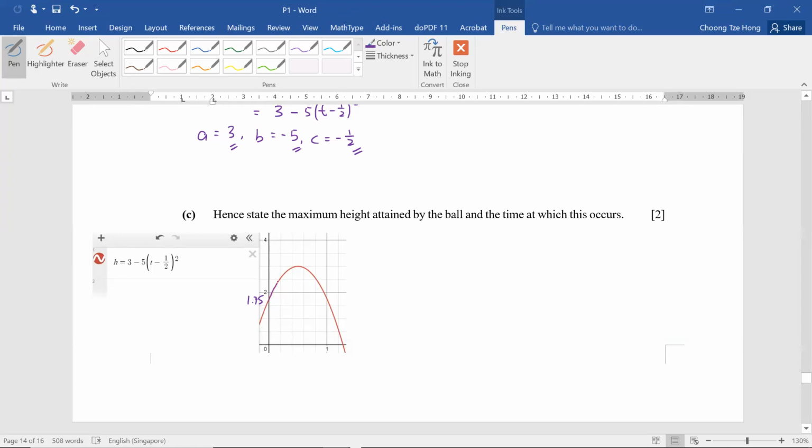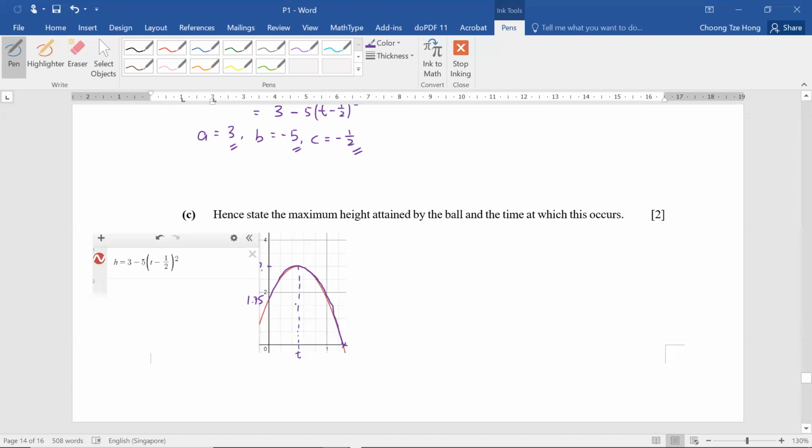The ball goes up to the maximum point, and then it comes down. Then it reaches the ground here. Also ignore the part below the ground. Hence state the maximum height attained by the ball and the time at which it occurs. So the maximum height will be here. They want us to state what is the maximum height, and then what is the timing that it occurs.